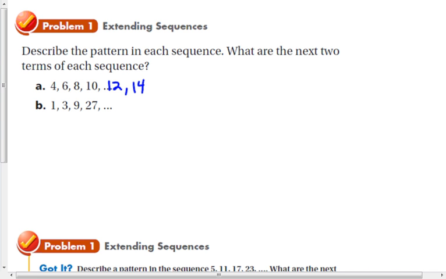And the next one, it's a multiplication pattern. It starts with 1 and each subsequent number is 3 times the previous number. So 27 times 3 is 81, times 3 is 243. And I'll write down how I describe those.